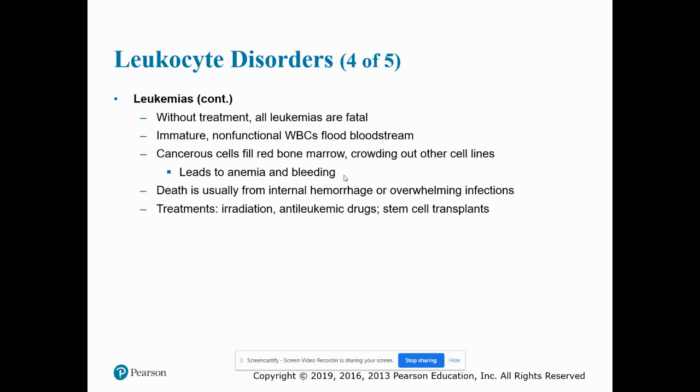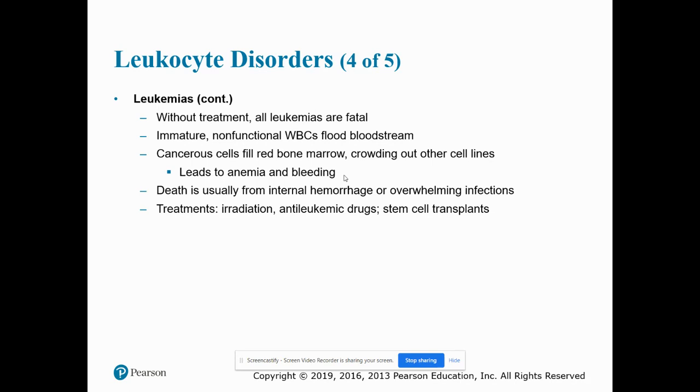Without treatment, all leukemias are fatal. What happens is immature, non-functional white blood cells flood the bloodstream, and then cancerous cells will fill the bone marrow, crowding out other cell lines. This is also going to affect erythropoiesis and affect platelets being formed as well, which means that it would also lead to anemia and bleeding.